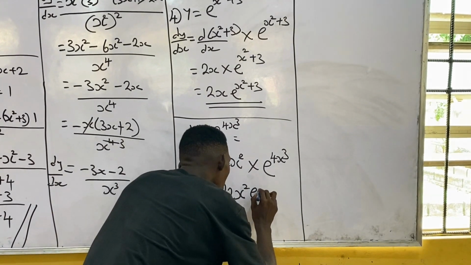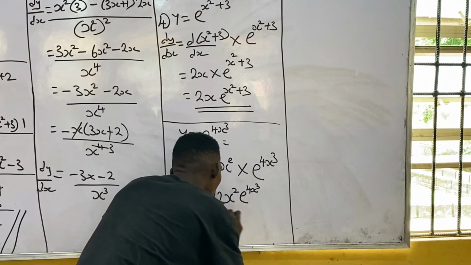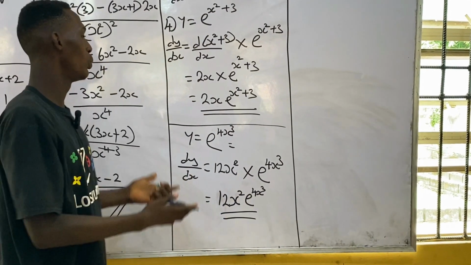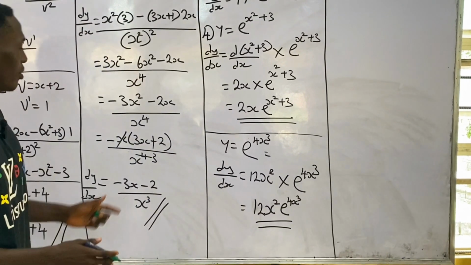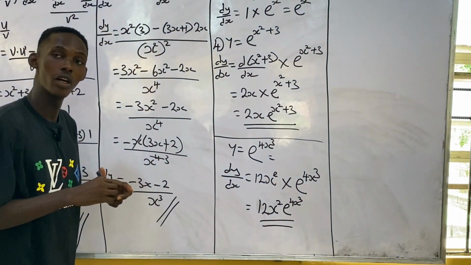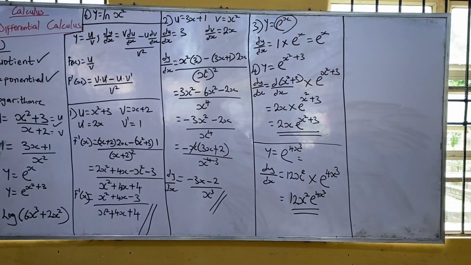e to the power of 4x cubed. So with this, I'm sure you should be able to understand how to find the derivative of an exponential function. Now, for today, we are done with the exponential function. I'm moving to logarithmic.